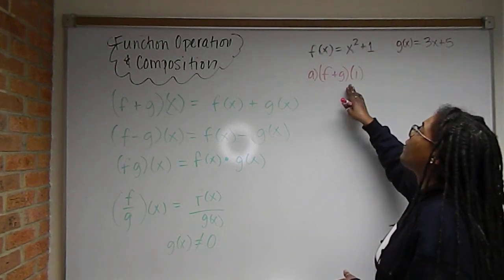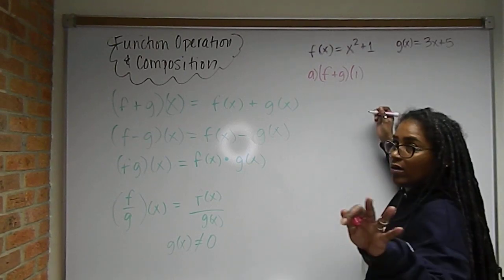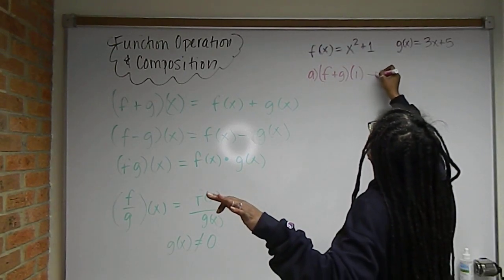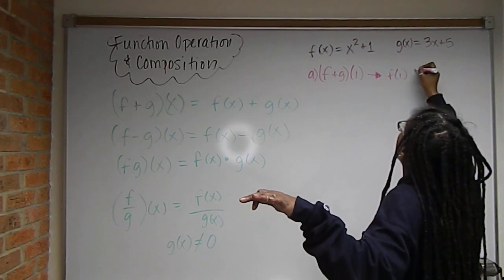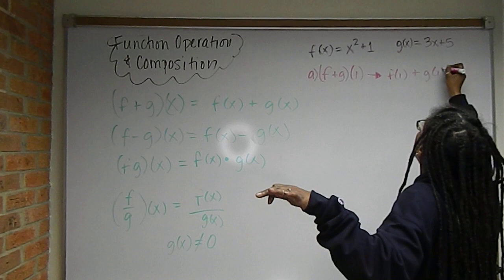You would be finding f of 1. And hold on, don't mistake. Let me be clear about what I'm saying. It would say f of 1 plus g of 1.